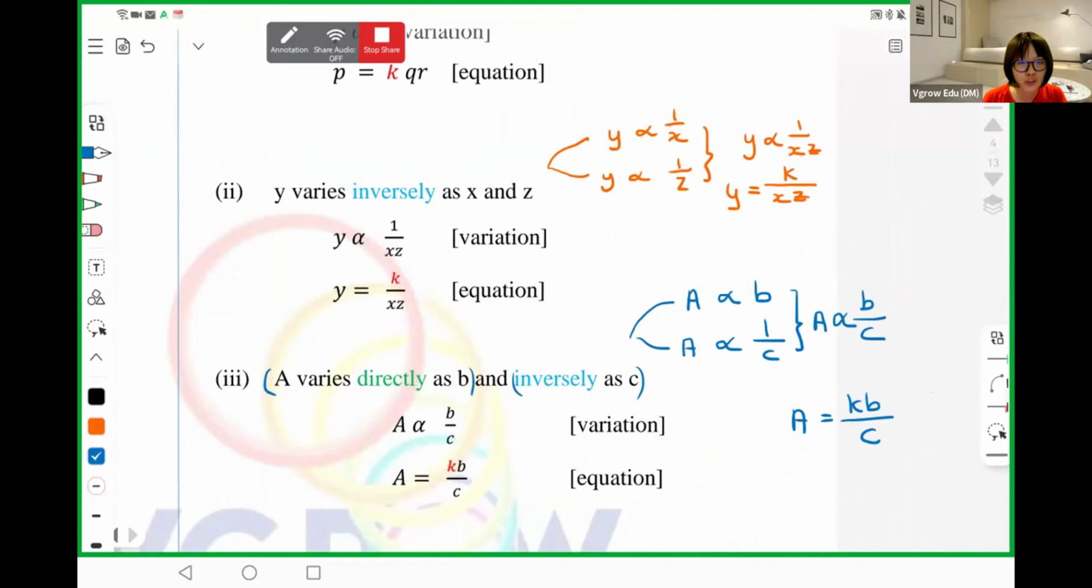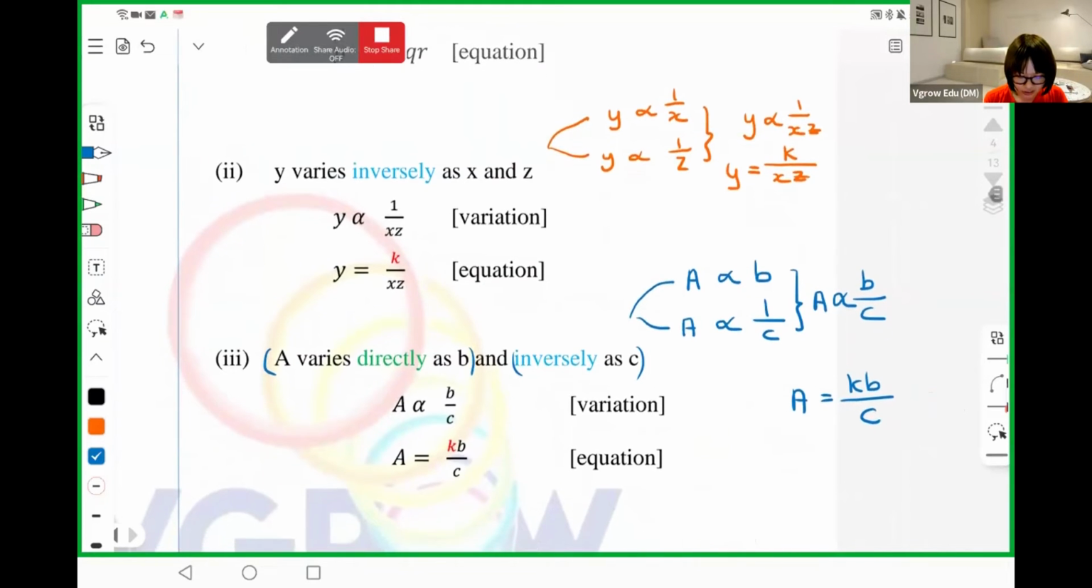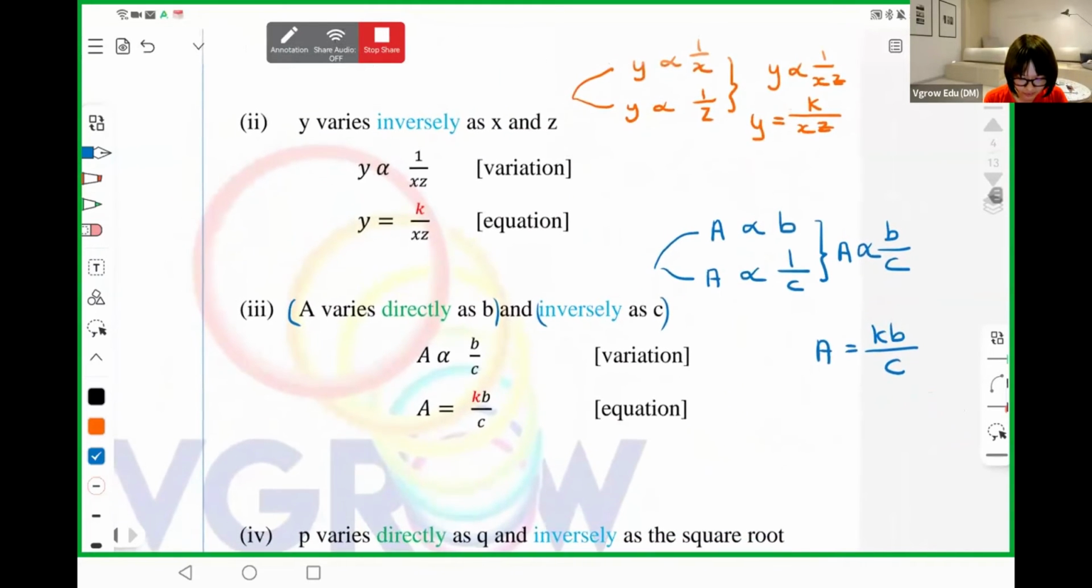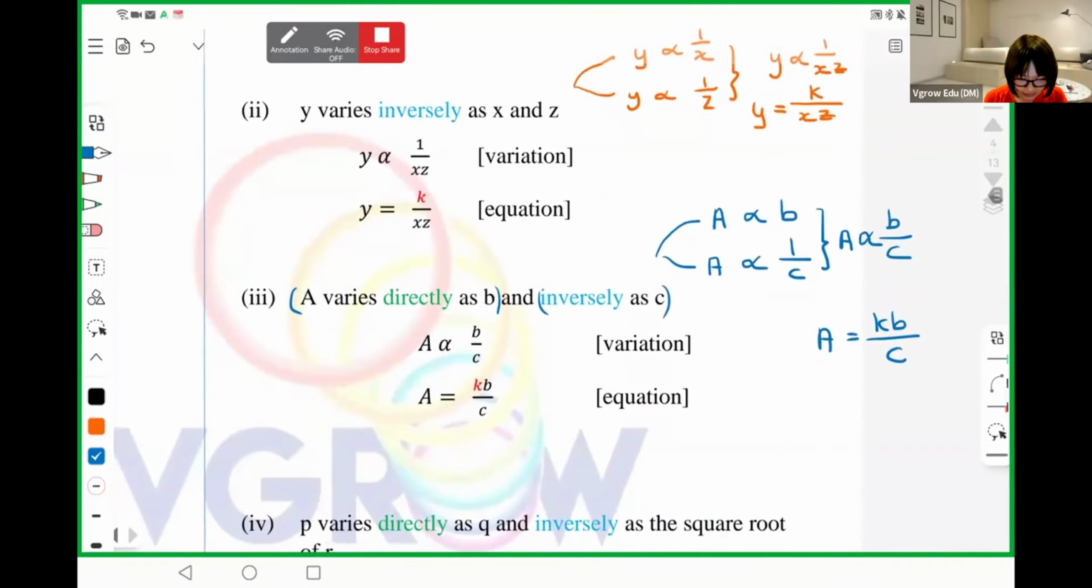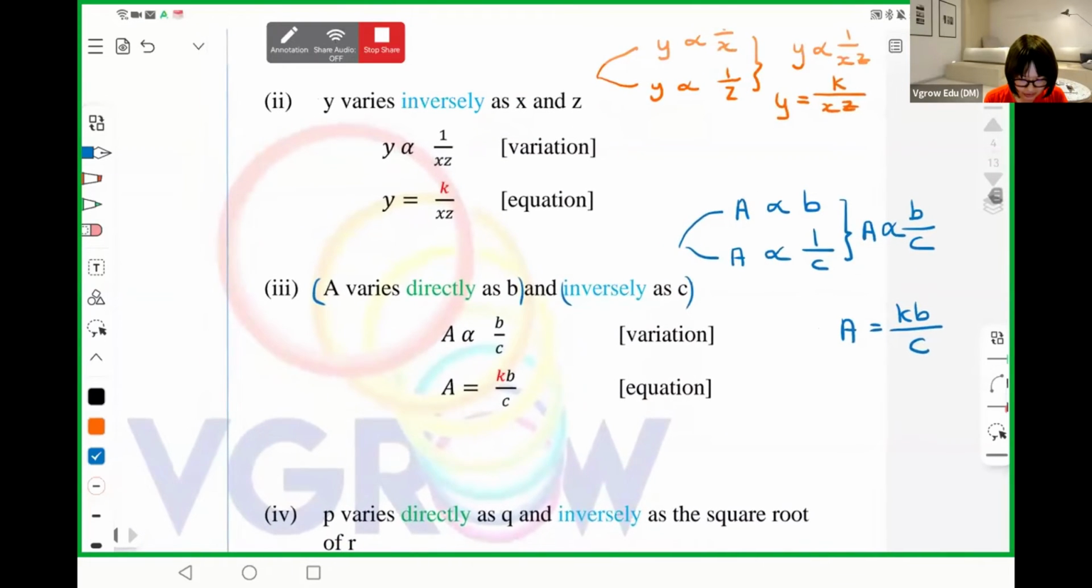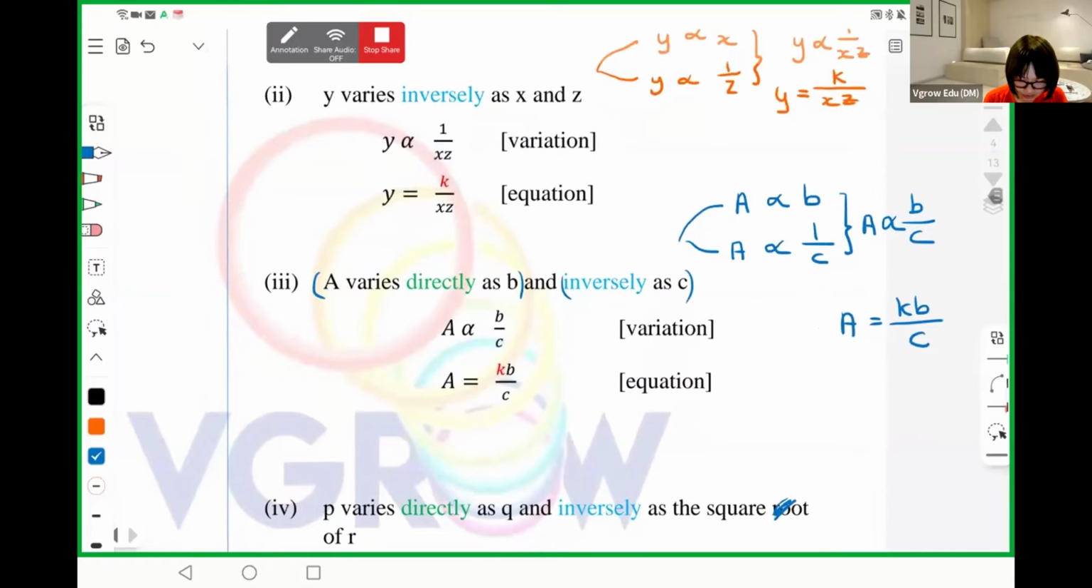So we can make a conclusion here. K, the constant, is always at the position of numerator, on top. Okay, so the last one. This one takes a lot to type out. Why not I just remove this word. So P varies directly as Q and inversely as the square of R.